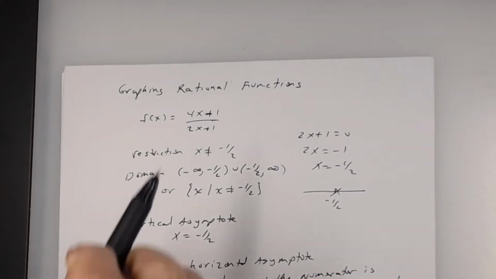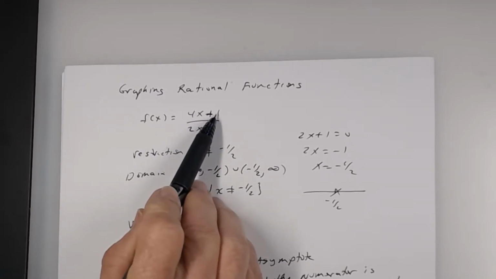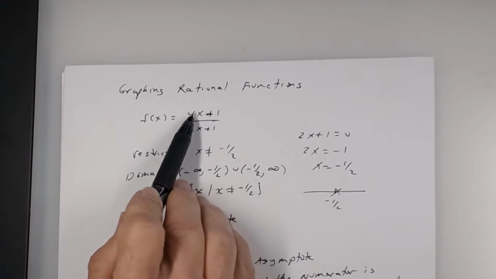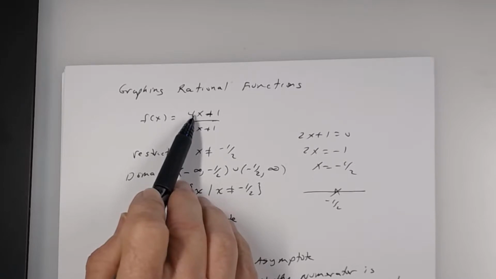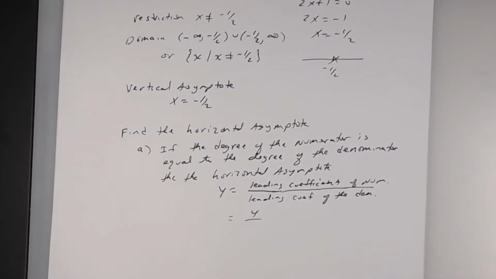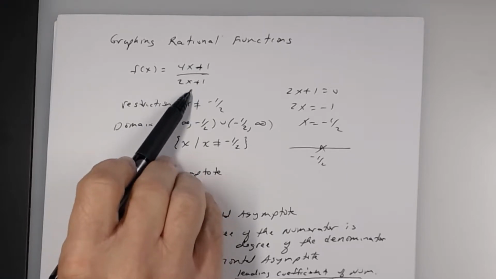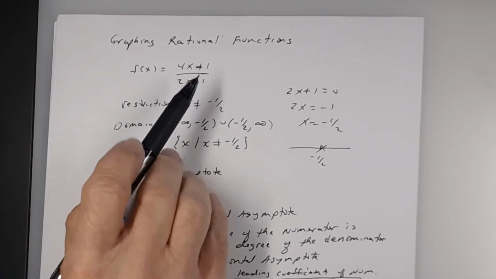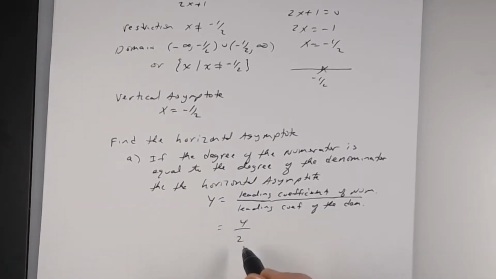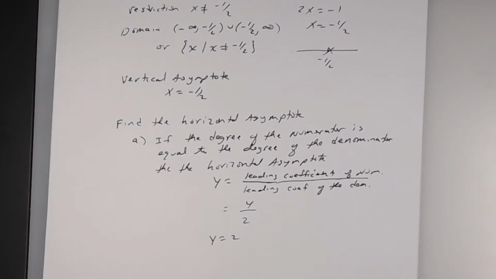How many terms are in that polynomial in the numerator? 2. First term, second term. Which one is the largest degree term, first or second? First. What is the coefficient? 4. Okay, 4 divided by, look at the denominator. What do you think is the leading coefficient in the denominator? 2. What's 4 divided by 2? 2. So my horizontal asymptote is y equals 2. Your horizontal asymptote is y equals 2.